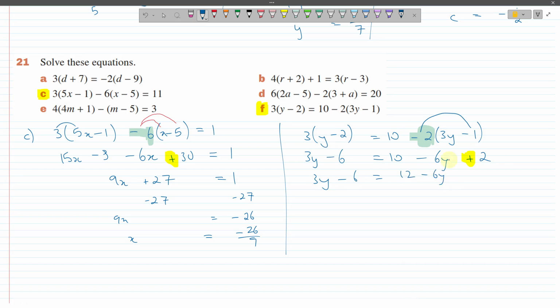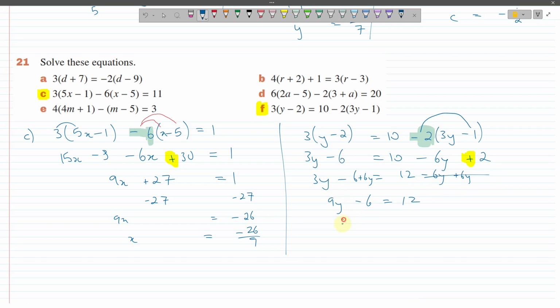And we're back to one of the earlier parts. I want the y's on one side, so let's get rid of the negative 6y. How do you undo a negative 6y? Well, if I do plus 6y, I know that will cancel out. If you do plus 6y here, you're going to do plus 6y there to maintain the balance. So 3y plus 6y is 9y minus 6 equals 12. Negative 6y plus 6y cancels out, giving you just 12.